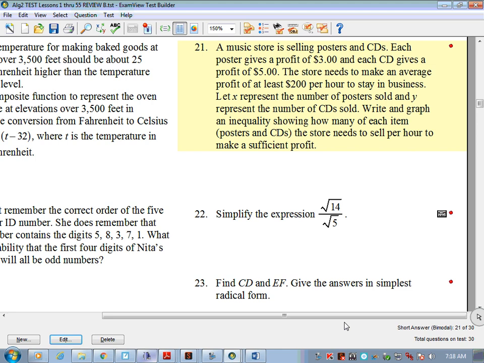Write and graph an inequality showing how many of each item, posters and CDs, the store needs to sell per hour to make sufficient profit. So I'm going to come over here to our graph. Okay, so we're going to need to make a table for this. I'm going to come back to the question on 21.